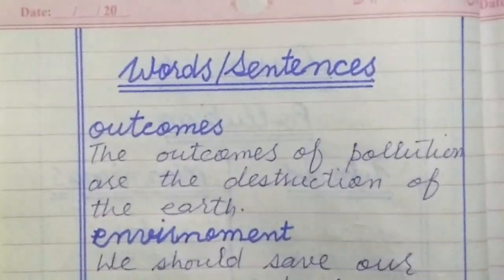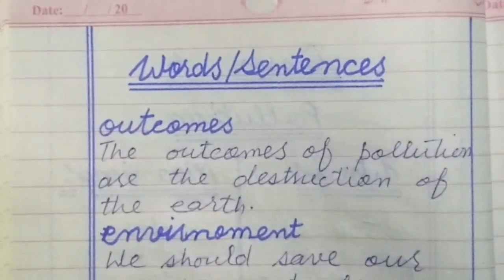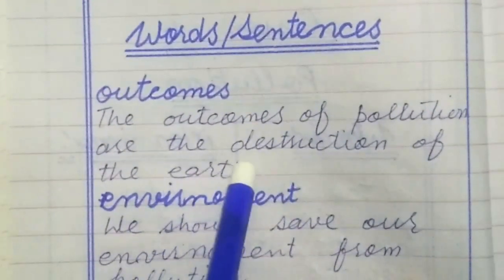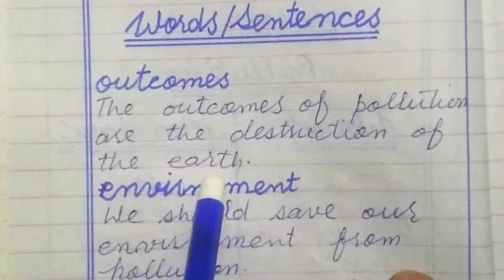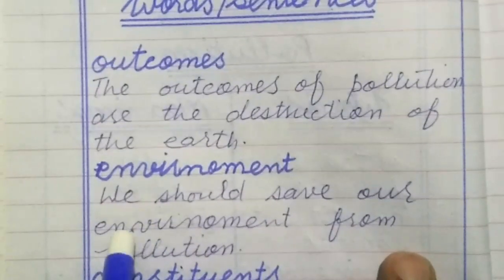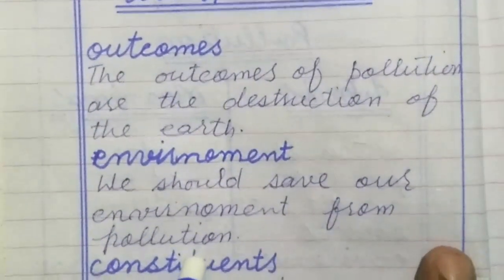And these were the sentences. The first word was outcomes. The outcomes of pollution are the destruction of the earth. Second sentence, environment. We should save our environment from pollution.